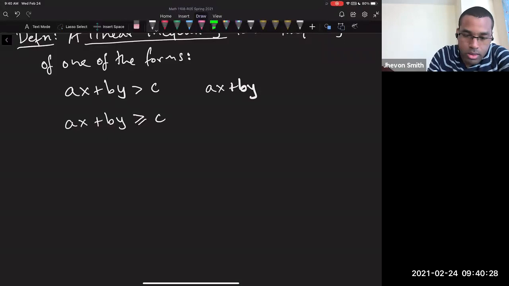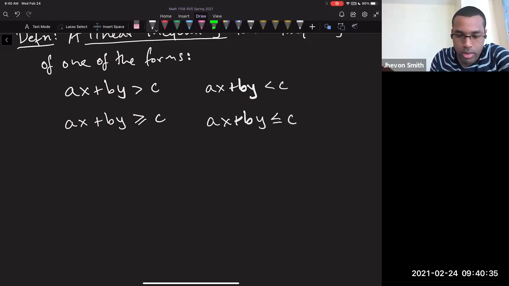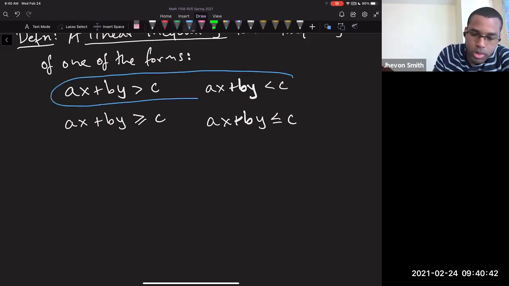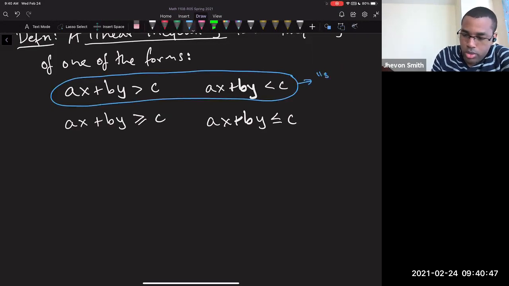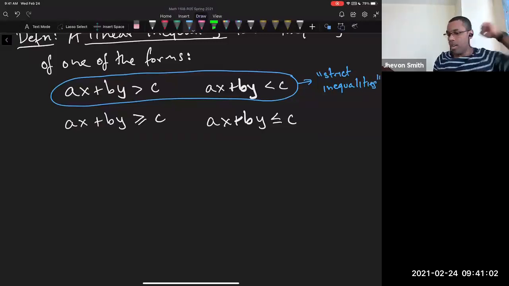Less than c. Ax plus by less than or equal to c. By the way, these guys up here are called strict inequalities, meaning they can't be equalities, right? They're strictly greater than or strictly less than. So you should know that.